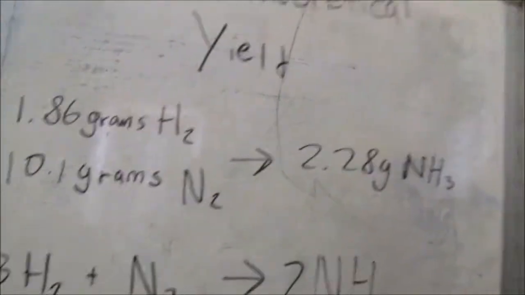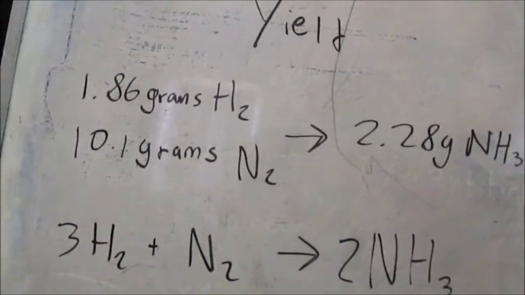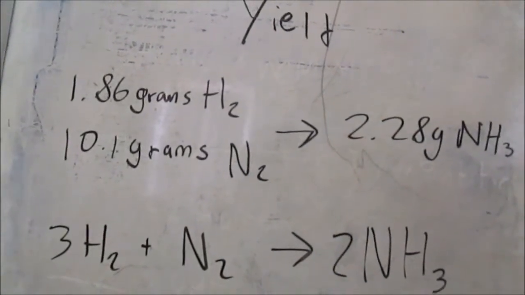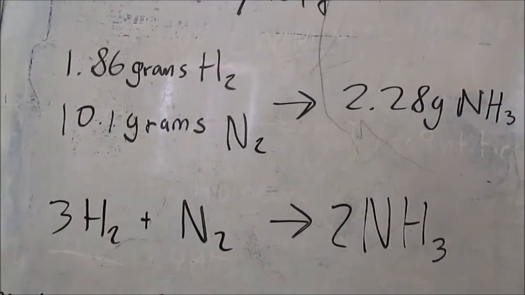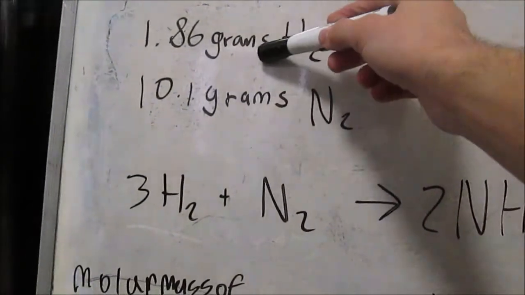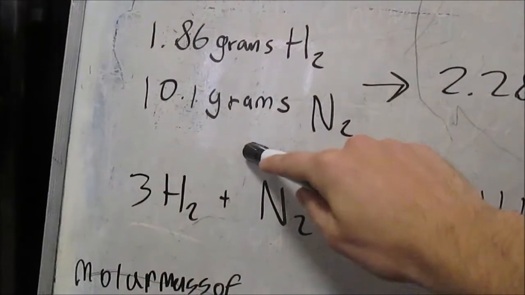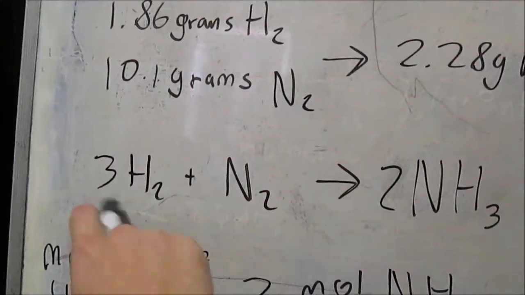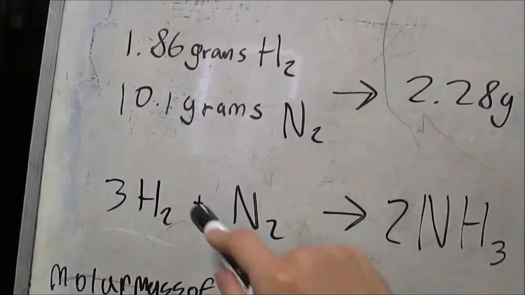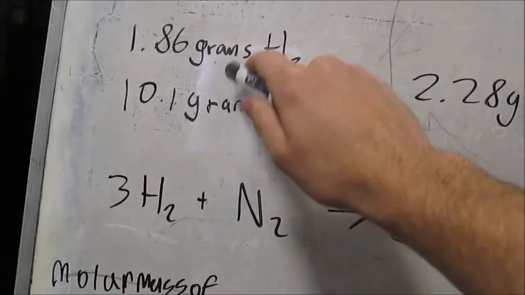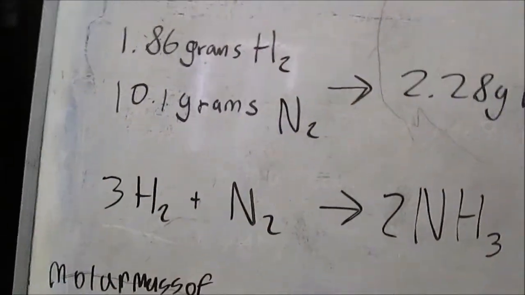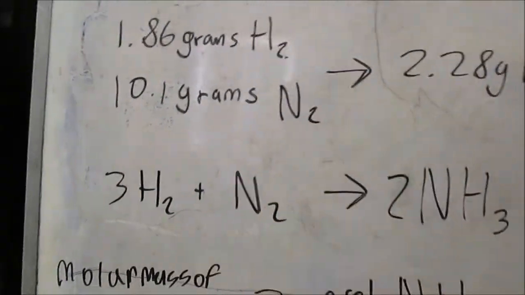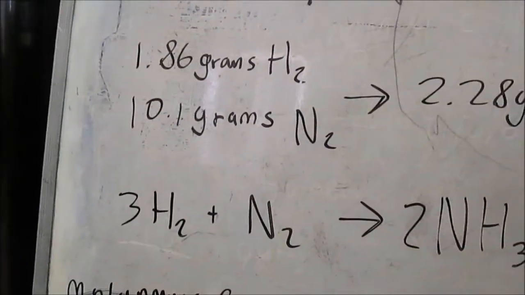First thing we need to do is find out what's going to run out first, because that will basically set the parameters for this entire equation. Well, the first thing we need to do is look at the materials we've been given. We only have 1.86 grams of hydrogen and 10.1 grams of nitrogen. Yet in our reaction, for every 3 moles of hydrogen, we need 1 mole of nitrogen. So this shows to me that even though there's a fifth as much hydrogen, we need 3 times as much of it to create ammonia. So that shows me that we're going to run out of hydrogen first. So we need to focus on hydrogen.